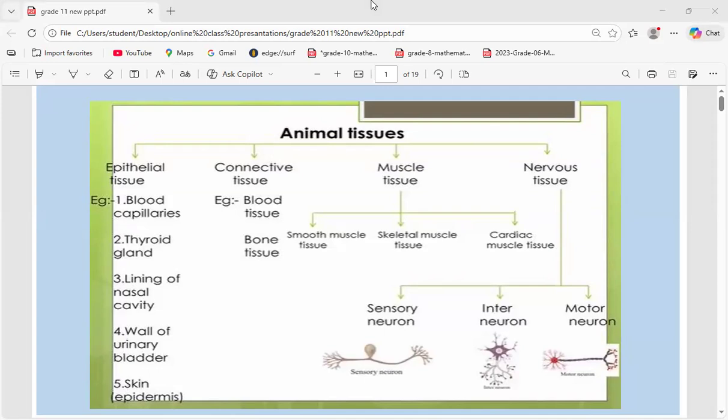Today we are going to start the animal tissue. Put the heading and write this chart. We are going to study them one by one. You write it first, I will explain.